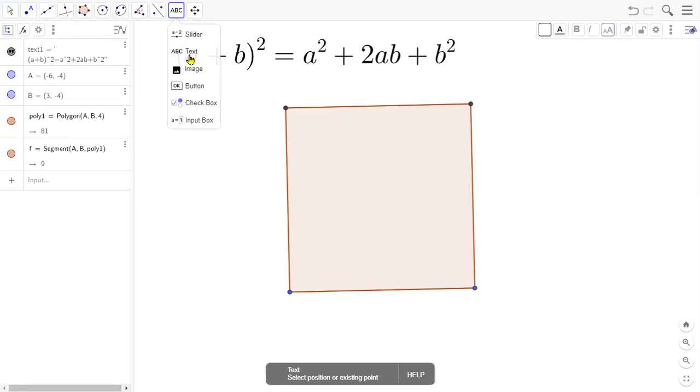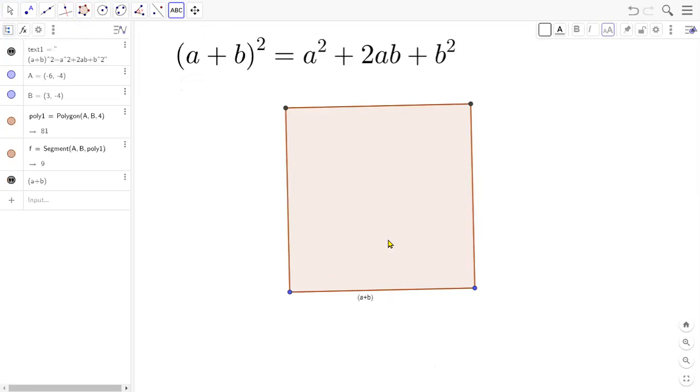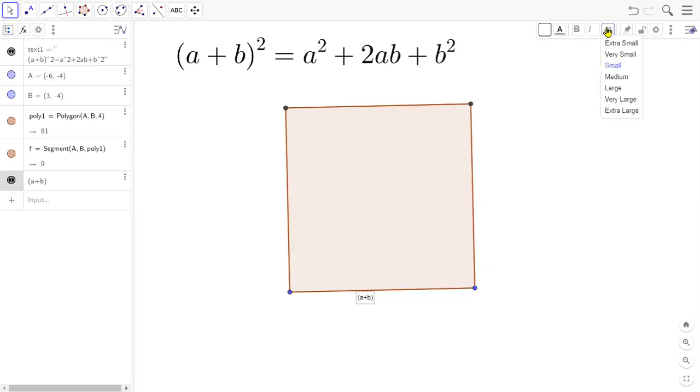Let me just type here a plus b. The side length is here a plus b. This is the square which has the side a plus b. Let me just enlarge the size of this text a little bit. Here I have just made a square of the side length a plus b.